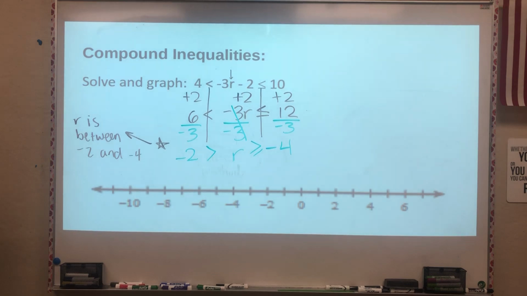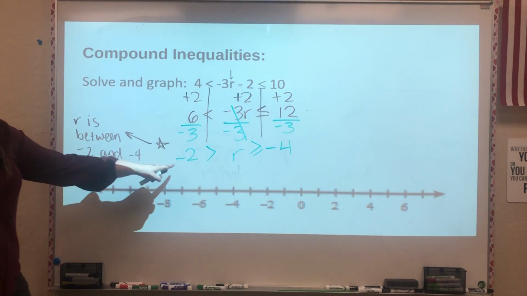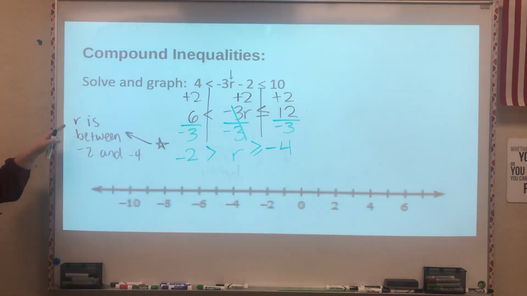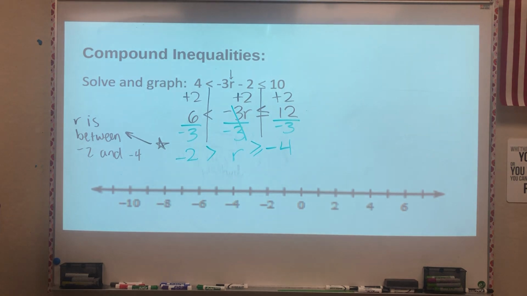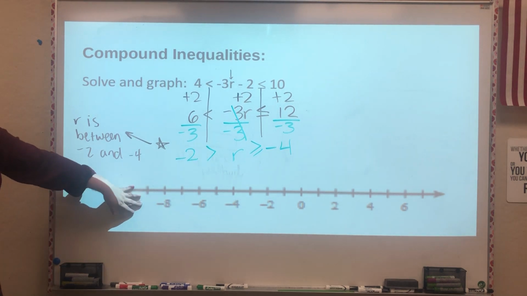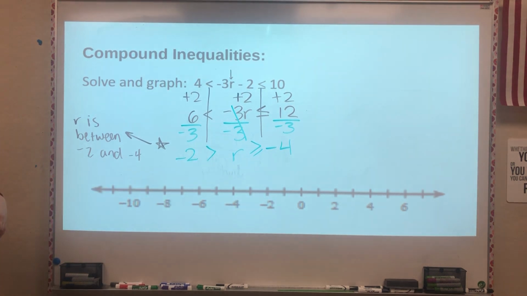The second part is graphing. It really helps if you look at this and can say to yourself, okay, that's saying r is between -2 and -4, because it's going to help you know what the graph looks like. Go ahead, I know you can't graph on the video, but go ahead and describe what the graph would look like for this problem.